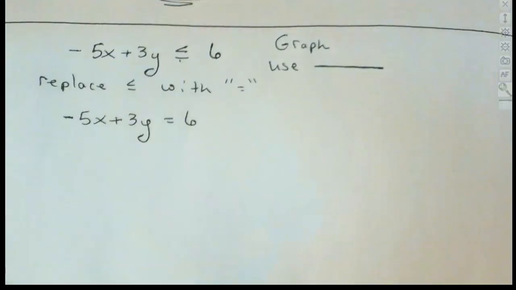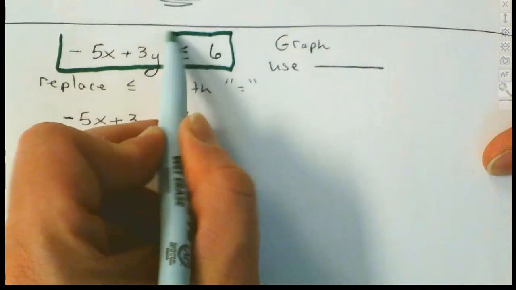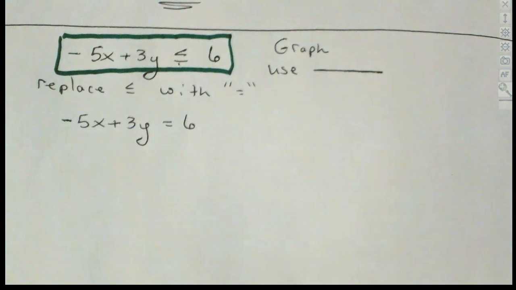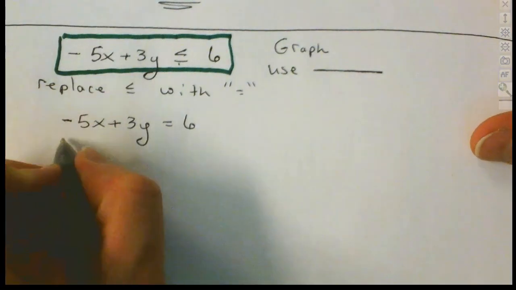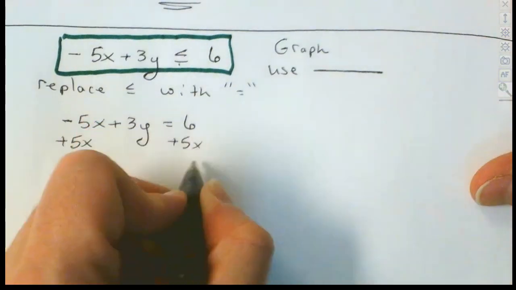And I always like to box the original so we don't lose it. It's so easy to misplace things. So I'm just going to go ahead and box that original. That's what I usually do, is box the original inequality because we're going to be using it later on. So we replace that inequality with an equal sign, and now we're going to graph it. To graph it, we need to get it in slope-intercept form. So go ahead and add that 5x over. We've got to solve it for y.